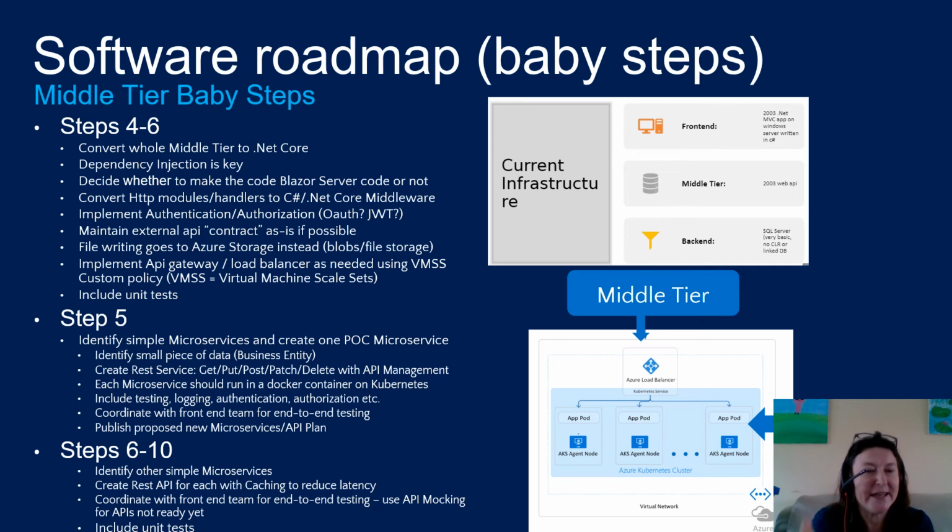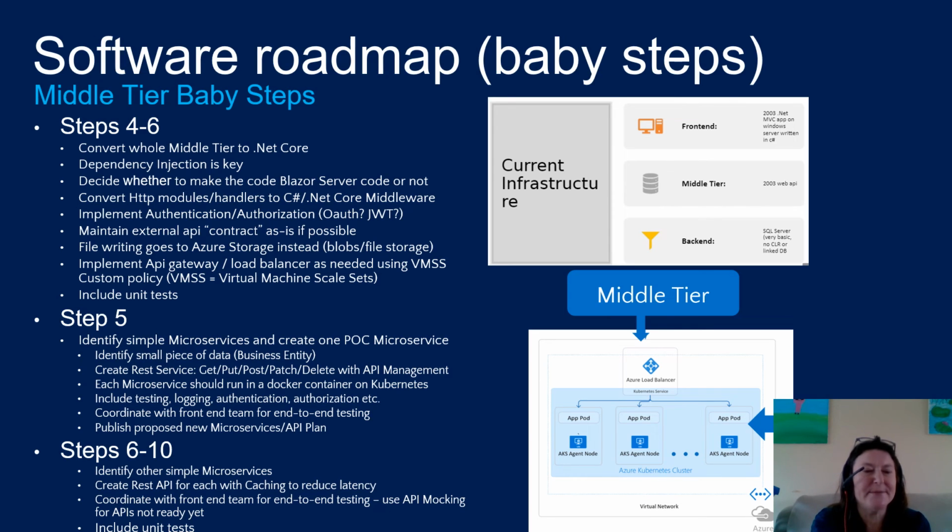The other key part of changing your middle tier in this way is to include unit tests so that you can always check that your middle tier works when you check it in, when you make changes. Your unit tests have to pass before it can get into the next environment, like into staging, for example. So that's the first set of steps.